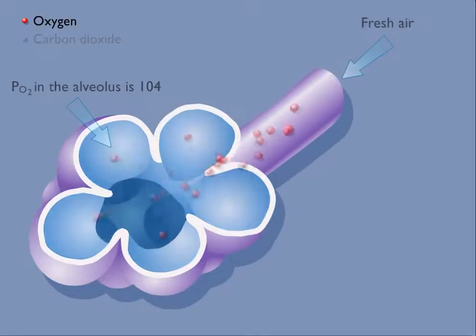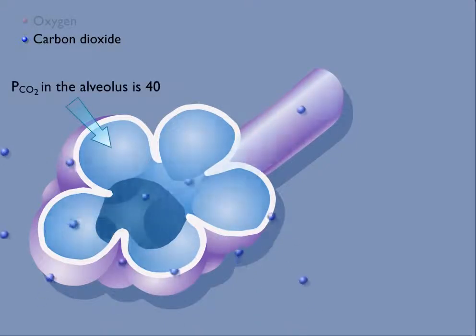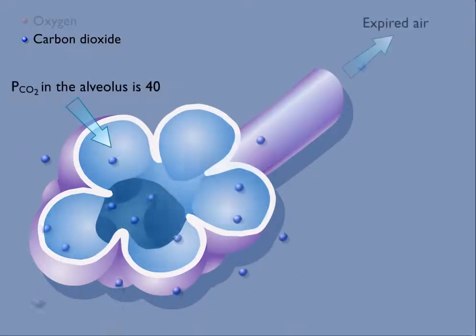Carbon dioxide that enters the alveoli from the blood causes the carbon dioxide concentration in the air of the alveoli to be 40 millimeters of mercury. Carbon dioxide is continually removed from the alveoli as air is expired.